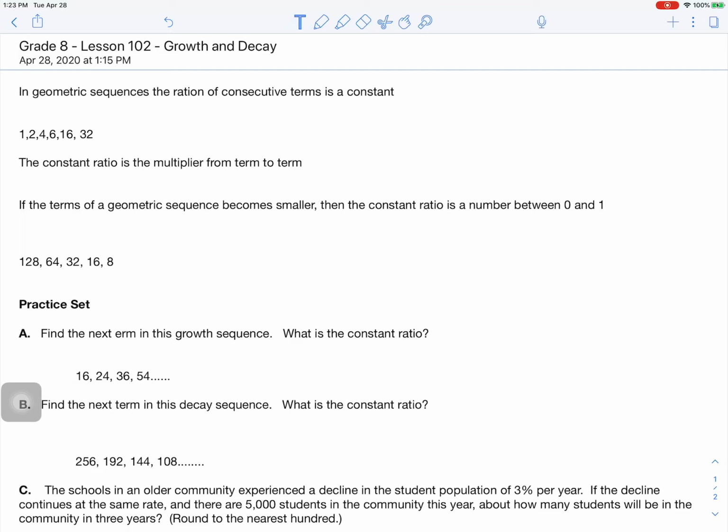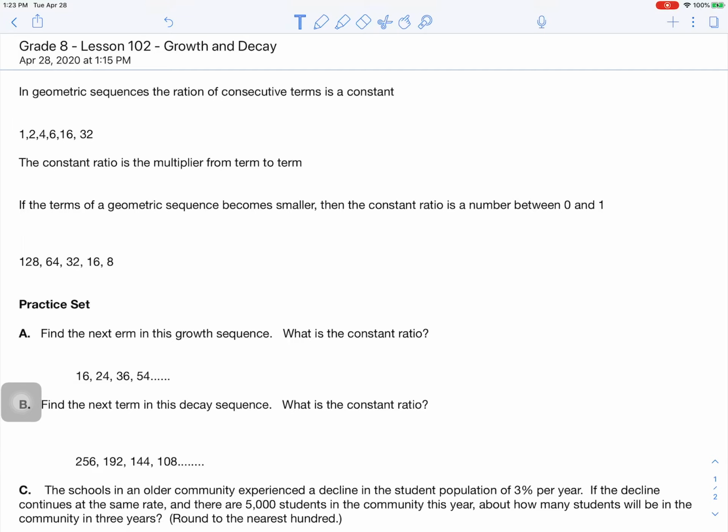All right, grade 8, we're going to work on lesson 102, growth and decay. And we're looking at sequences, geometric sequences. We have looked at it in various ways. And what the sequence talks about is there's a constant in between the terms. So we're going to look at a growth sequence and we're going to look at a decay sequence.